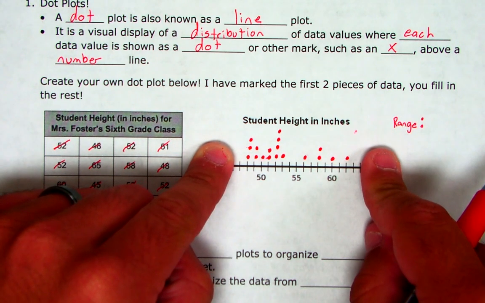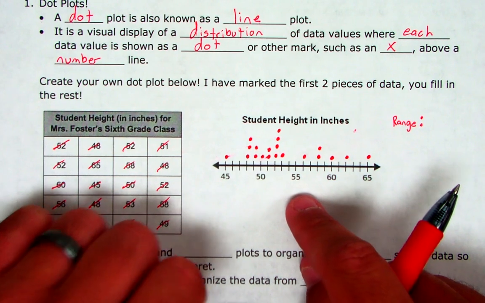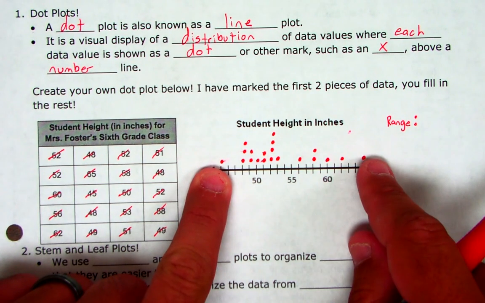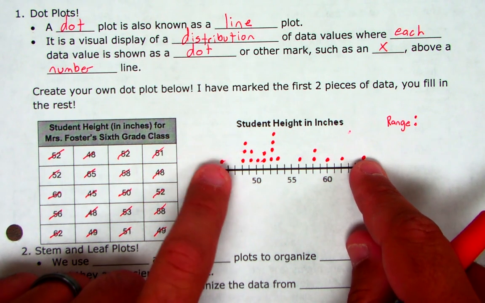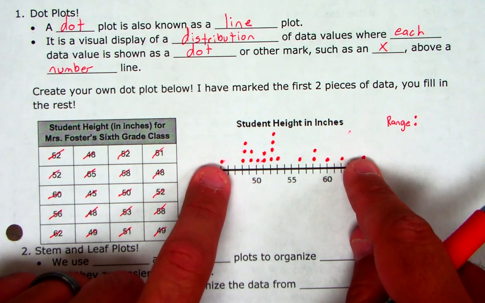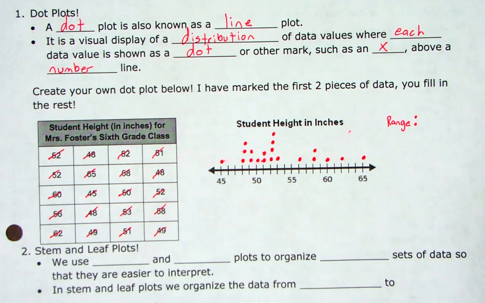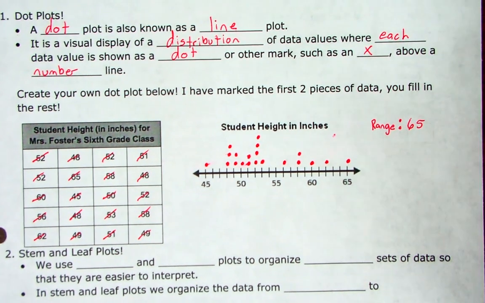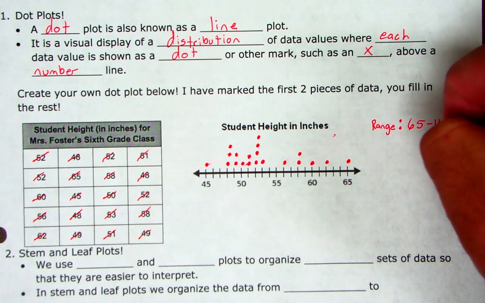So on a dot plot, your range is from your smallest dot on the left to your largest dot on the right. So your largest and smallest dot values, that would be your range. So in this case, 65 minus 45 is 20.